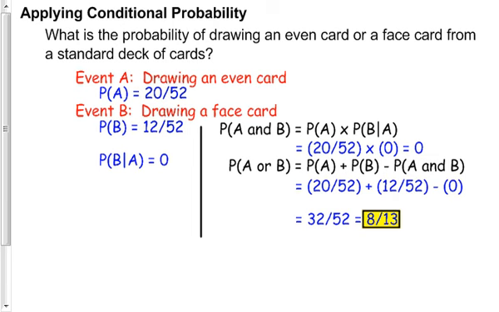When we talk about independence, the rule for knowing whether two events are independent is if the probability of A multiplied by the probability of B given A is the same thing as the probability of B by itself. So those are our multiplication and addition principles applied to probability.